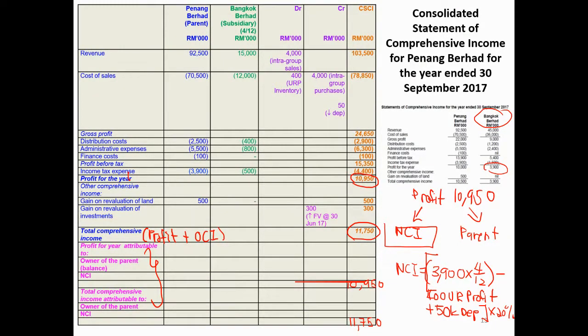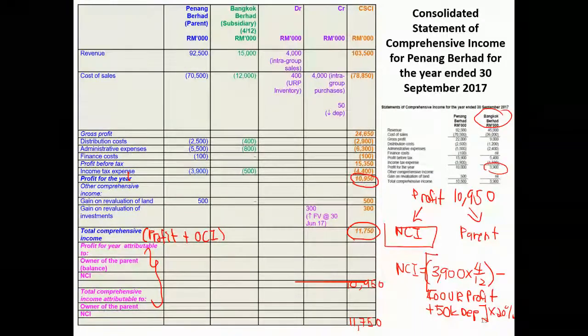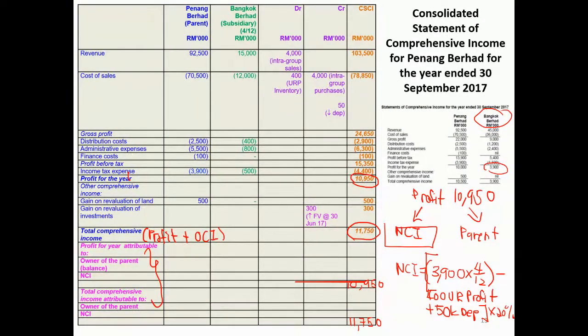Okay. Anyone wants to double confirm the answer for NCI? Alvin, very good. 190K. How about parent? What is the remaining portion for your parent company? 10,760. Okay, good. That is the answer.